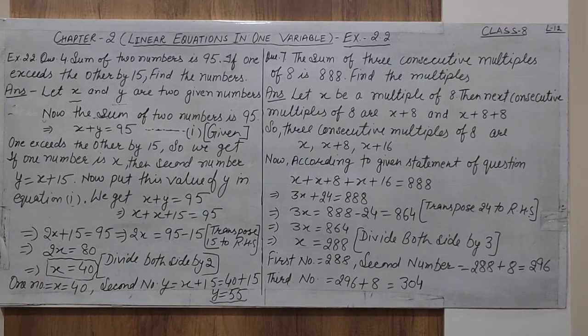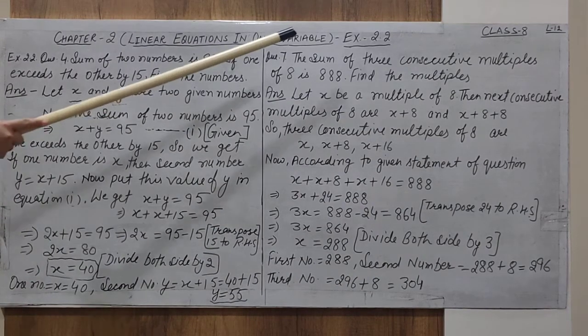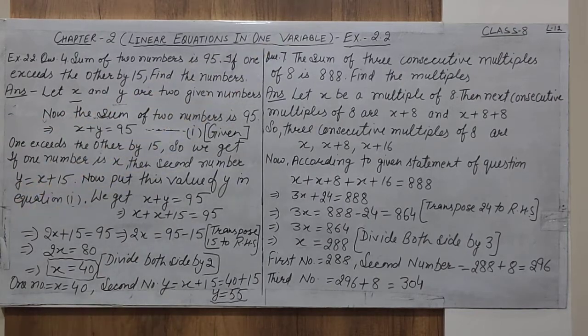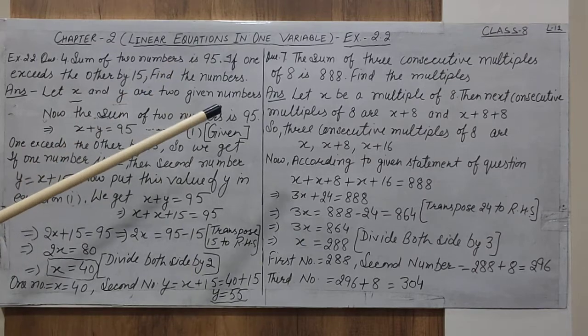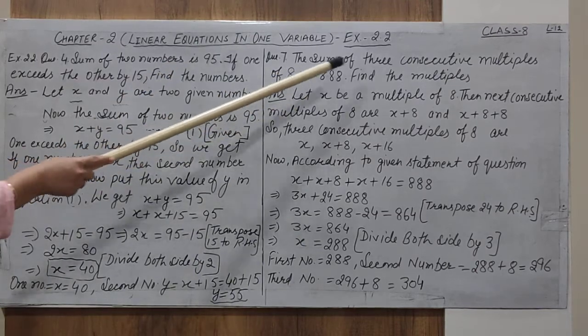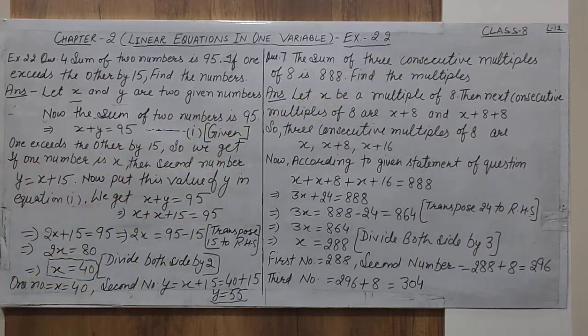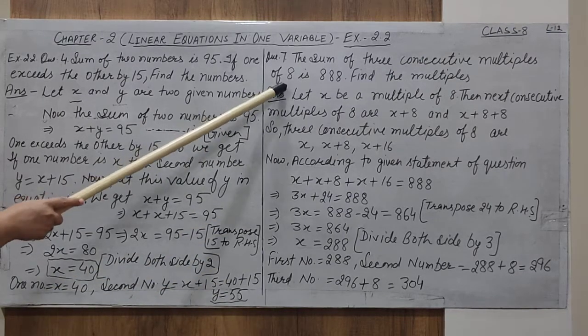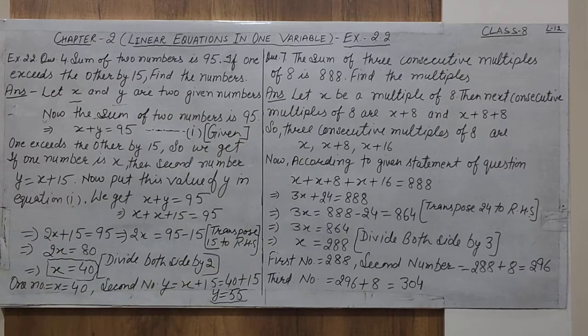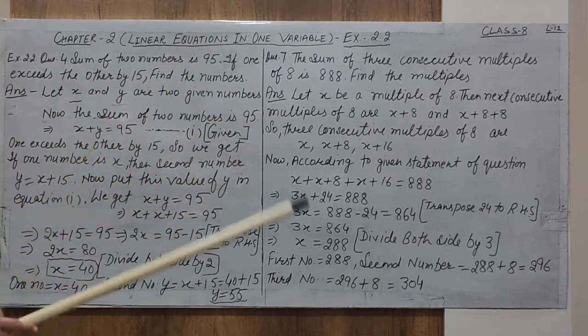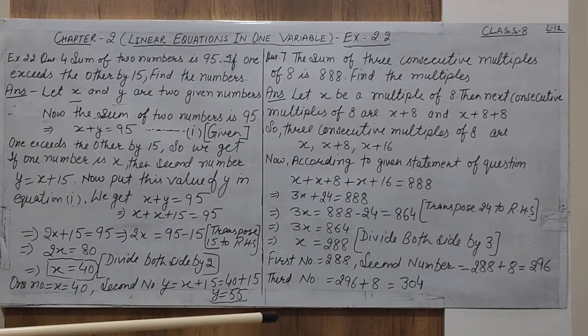Alright, the next question that I have selected for you is exercise 2.2, question number 7. Let us read the statement, then understand the condition. The sum of 3 consecutive multiples of 8 is 888. Find the multiples. Do not worry about the statement. Just understand the statement and start the question.